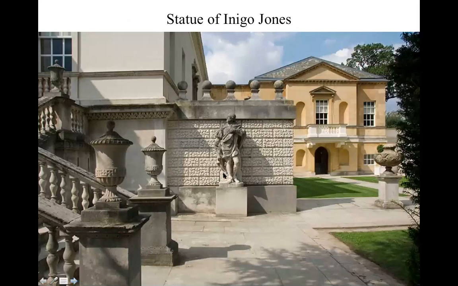That's actually a statue of Inigo Jones. Palladio was on the other side.